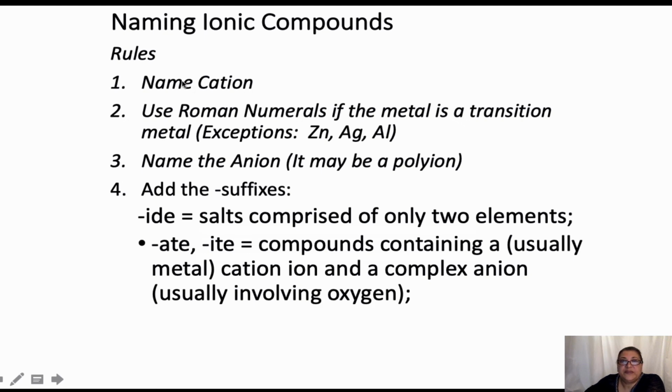So now to name. First, you name the cation, which is the positive or the metal. Second, you have to use the Roman numeral for the transition metal. And then name the anion, which may be an ion or just a polyatomic ion, and then add the suffix IDE. Salts have only two elements. Now with ATE and ITE, you have to pay attention to those compounds. Usually metals are cations and complex anions usually involve oxygen. Let's just see what that means in examples.